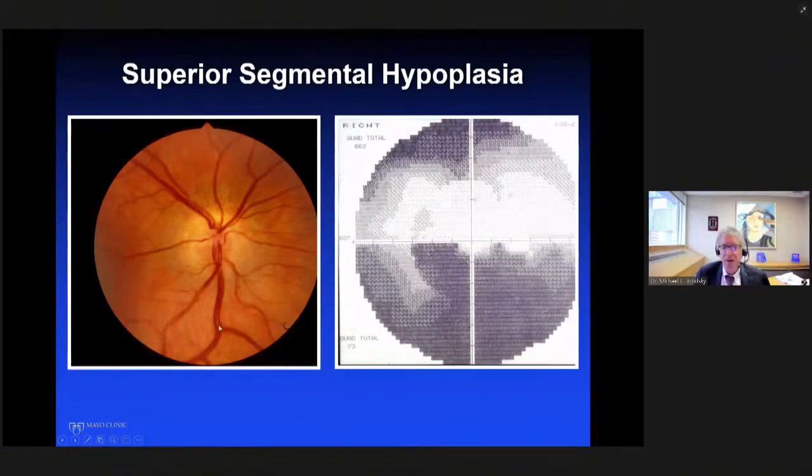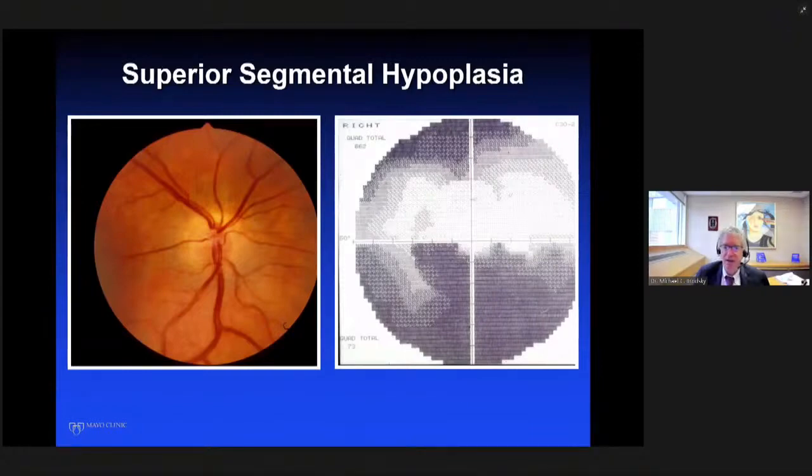If you were in the middle of a busy clinic, you would call this disc normal, but you see relative pallor of the superior disc compared to the inferior disc. You see that the exit of the vessels is sort of kissing the superior margin of the disc. It's superiorly displaced. You see a superior double ring sign. And you can see a nice thick nerve fiber layer down here, and you don't see much of that up above. So that's superior segmental optic hypoplasia, which is a teratogenic injury.